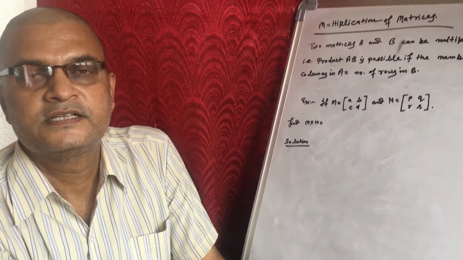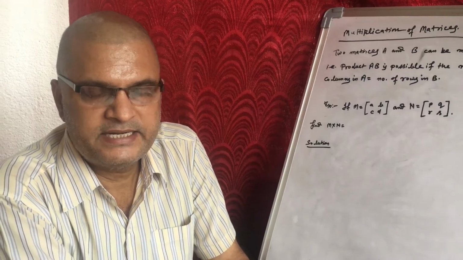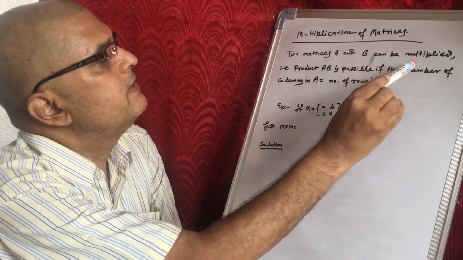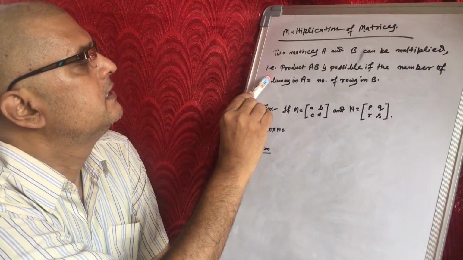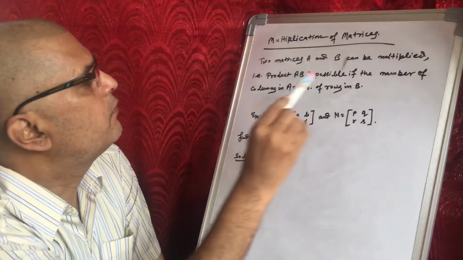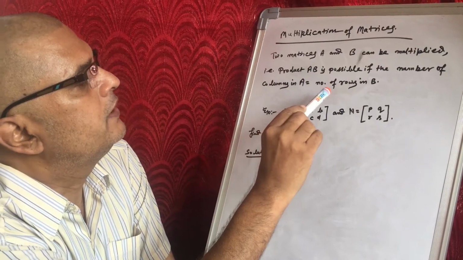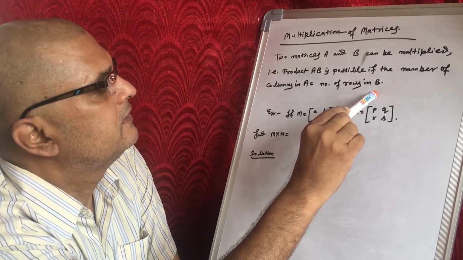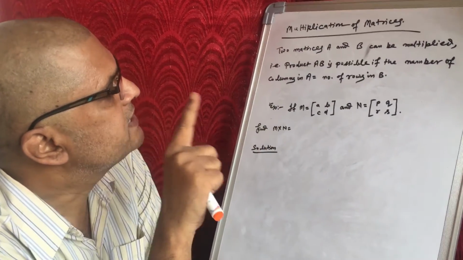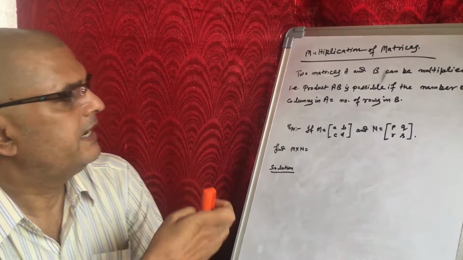Now friends, see how two matrices are multiplied. Two matrices A and B can be multiplied, that is, the product AB is possible, if the number of columns in A is equal to the number of rows in B. That means the number of columns in A must be equal to the number of rows in B, right?